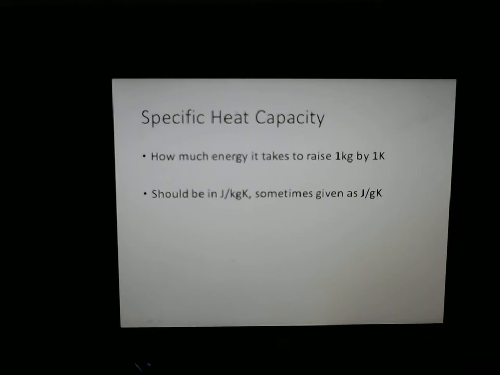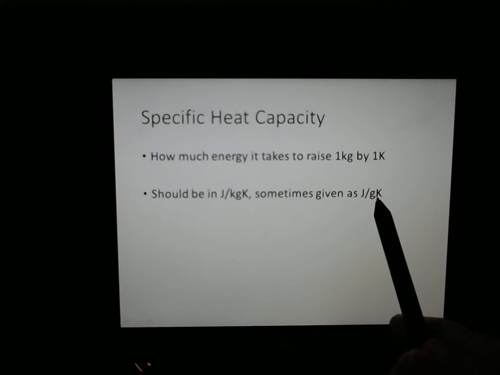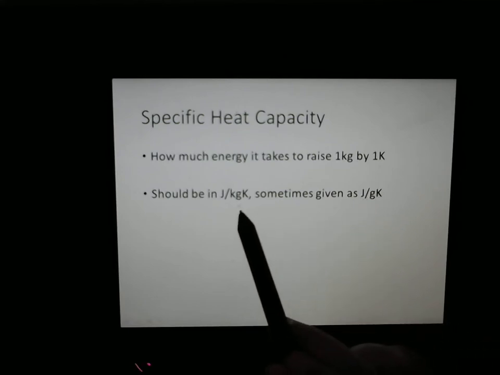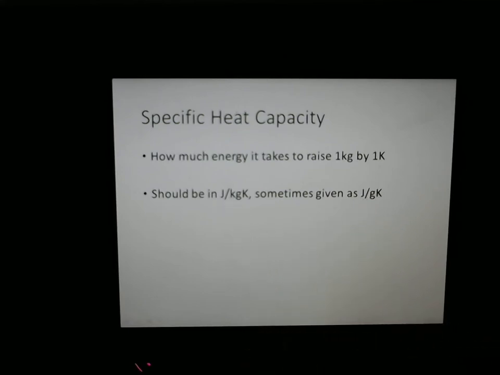Since a kilogram is 1,000 grams, to go from joules per gram Kelvin to joules per kilogram Kelvin, you just multiply by 1,000. Because this is telling you, for one gram, you're going to give this much energy. For 1,000 grams, you're going to give this much energy. So to turn this to this, we multiply by 1,000.